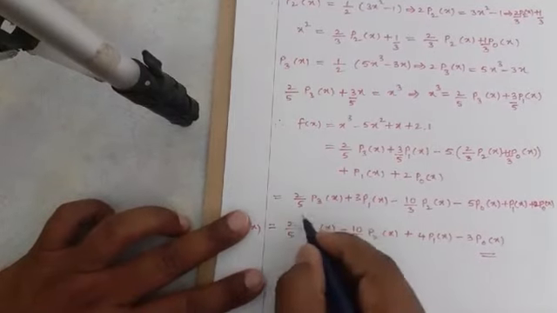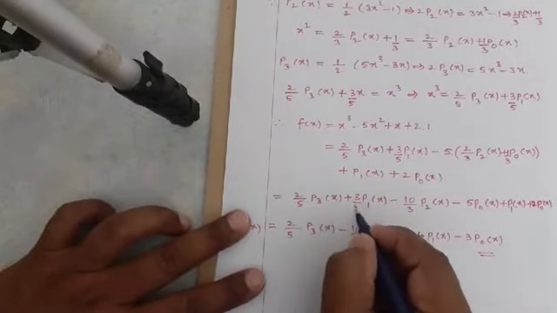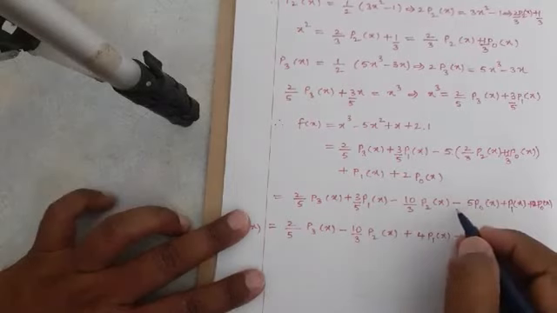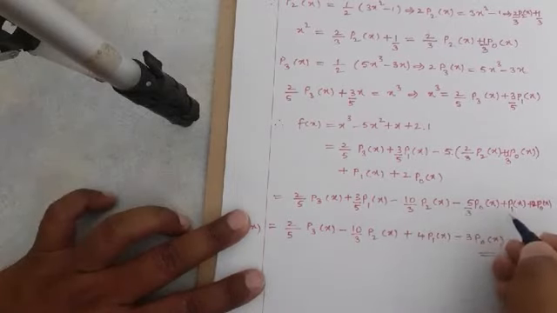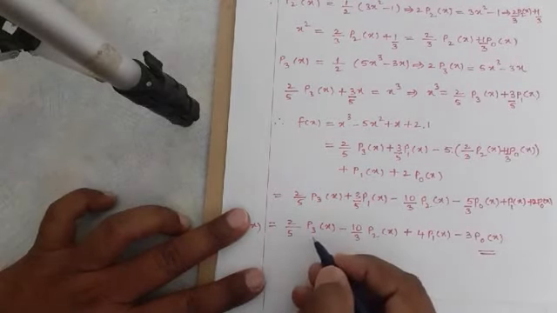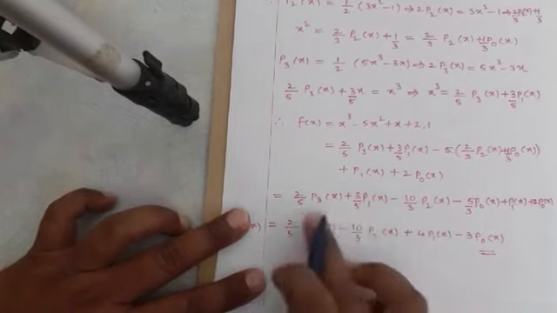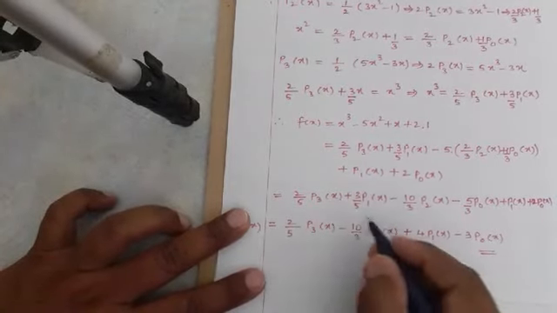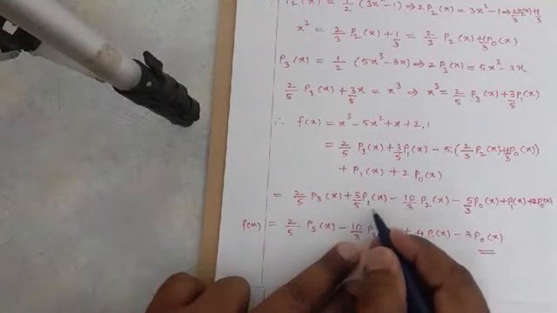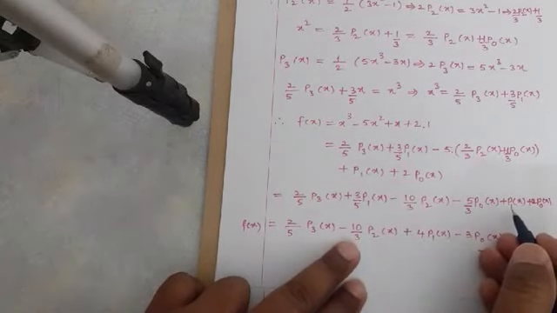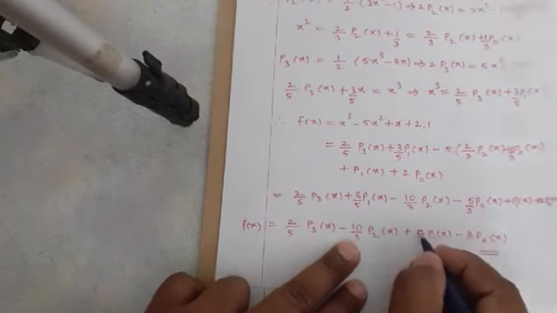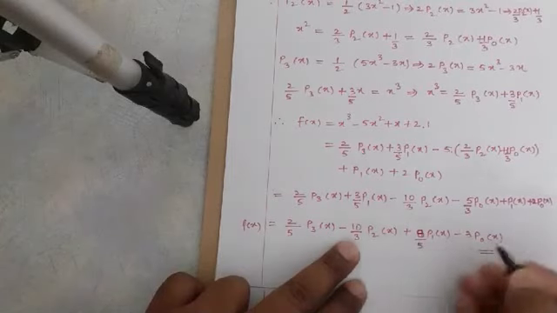Then 2/5 P3 becomes 3/5, and then minus 10/3 P2(x), then minus 5/3, then we have plus P1(x) plus 2 P0(x). Then we have 2/3 P3(x), and then minus 10/3 P2(x), then P1. Now if you check P1, we have 3/5 P1(x) plus P1(x), so this becomes 3 plus 5, so 8/5. You get 8/5 P1(x).